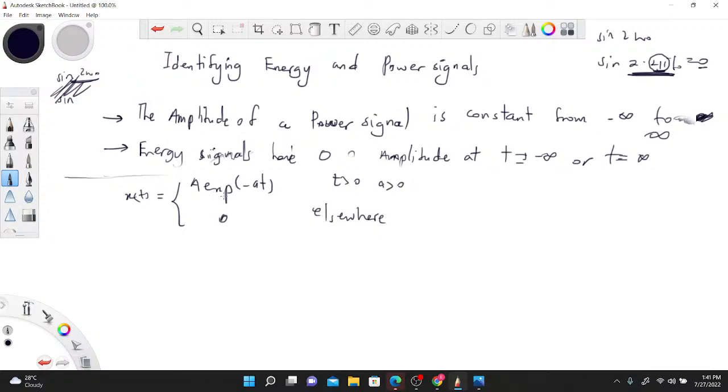So this signal has this waveform at t greater than 0. Fine. Now let's see. Which means at negative infinity it will have amplitude 0. Right? So elsewhere. So it is an energy signal. So we should find its normalized energy.